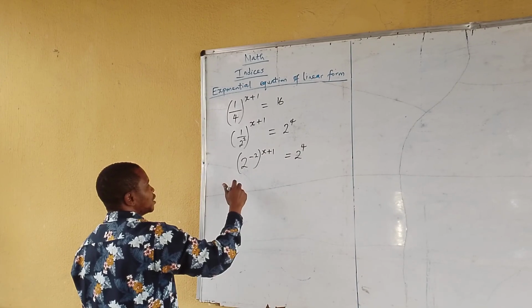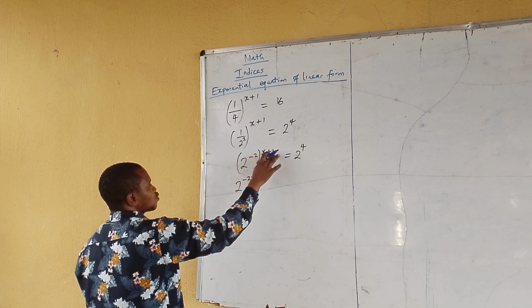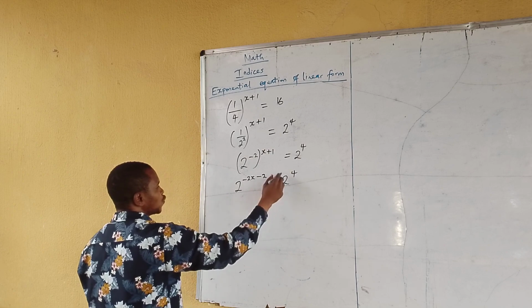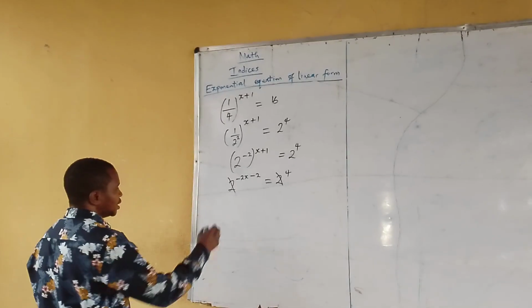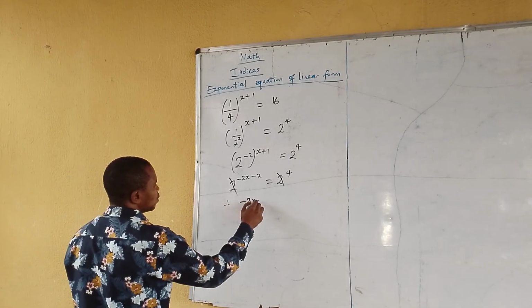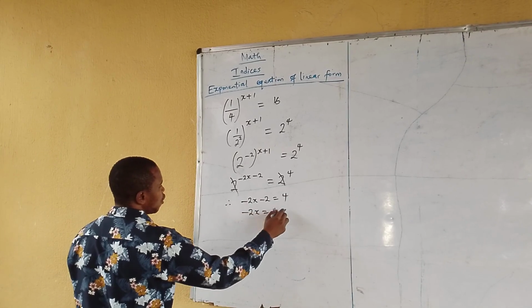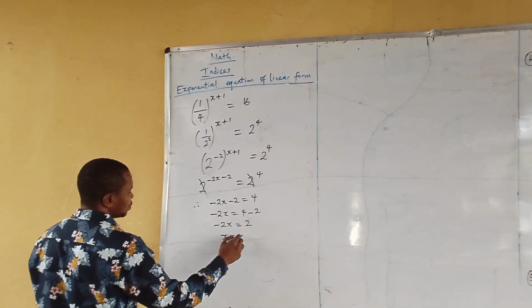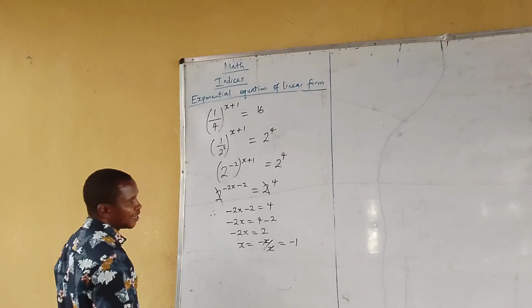So by the time we open the bracket, we are going to have 2 raised power minus 2x, minus 2 times plus 1 will give us minus 2, to be equals to 2 raised power 4. And don't forget that these two will relate each other here. So therefore, minus 2x minus 2 is equals to 4. Minus 2x is equals to 4 minus 2. Minus 2x is equals to 2. And x will be equals to minus 2 over 2, and this will give us minus 1.